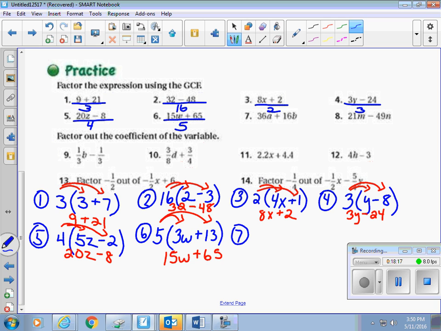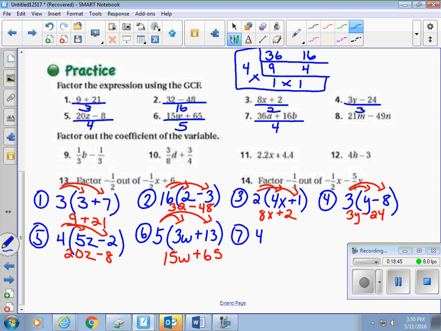We're looking for the GCF of 36 and 16. What can go into 36 and 16 evenly? I noticed that 4 goes into both of them. 36 divided by 4 is 9, and 16 divided by 4 is 4. Is there anything that can go into 9 and 4 evenly? Nope, nothing goes into them. Bring down your 1s and multiply your ladder. That would leave me with 4 as my GCF, making 4 my first factor.